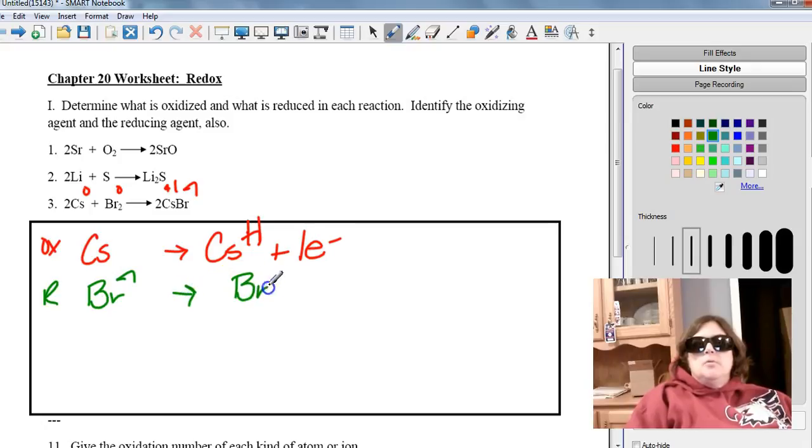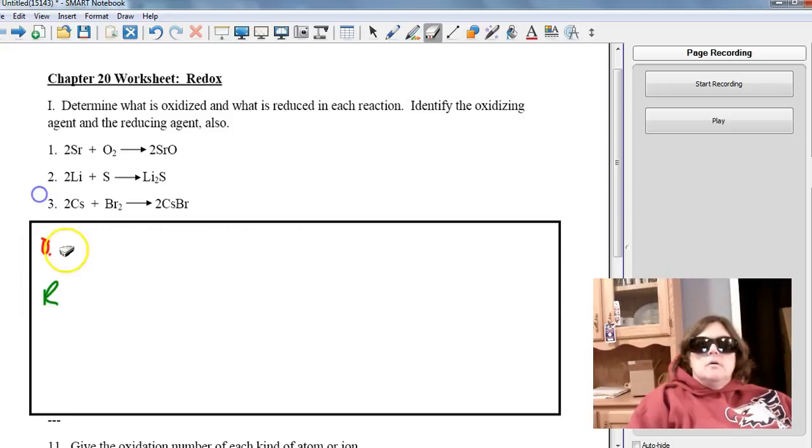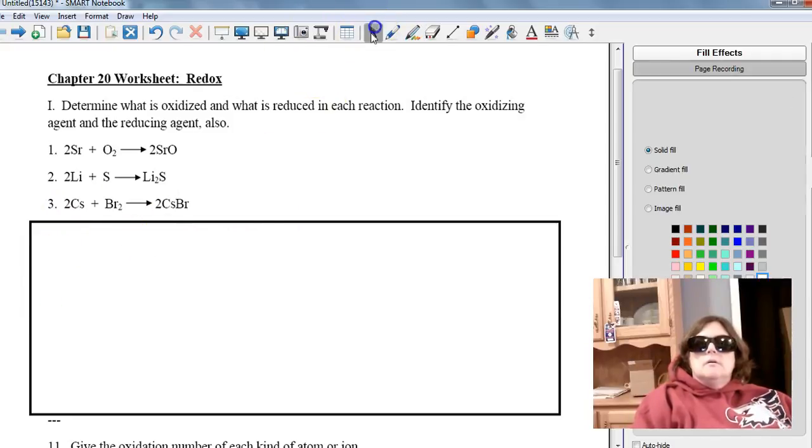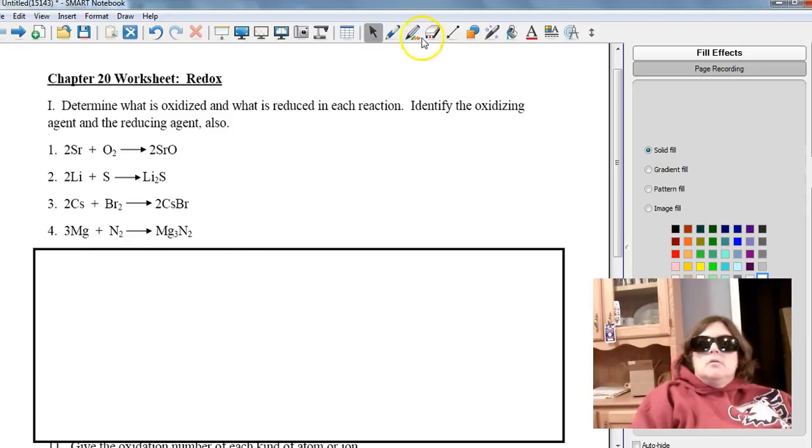I need to pick up the pen a little bit better on this slate. And bromine's gaining 1 electron. They work out just fine. Okay, try it again. Hit pause after I reveal our equation.